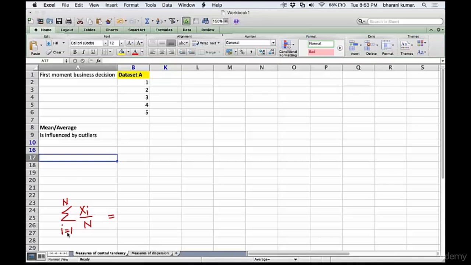Now if I substitute i equal to 1, you would have a small notation, because capital X is a random variable, and small x are the values which this capital X can take. So i equal to 1 is x1 plus i equal to 2 would be x2 plus i equal to 3, x3 plus x4 plus x5. Why do I stop at x5? Because you have only 5 numbers there. Divided by n, n is the number of data points, you have 5 data points.